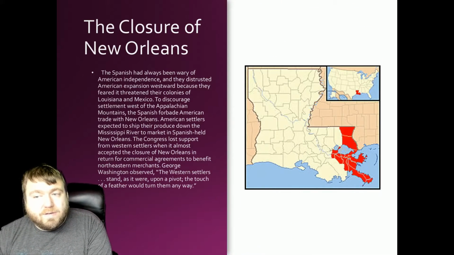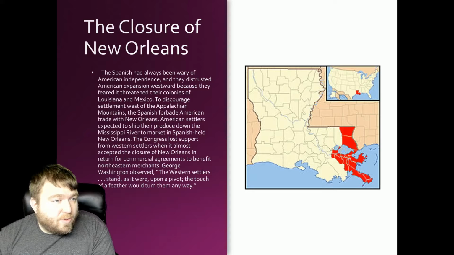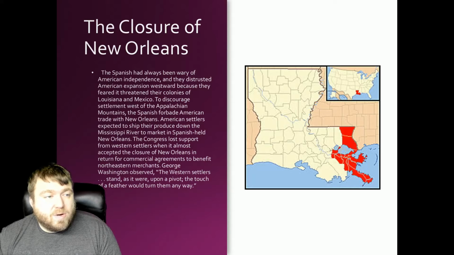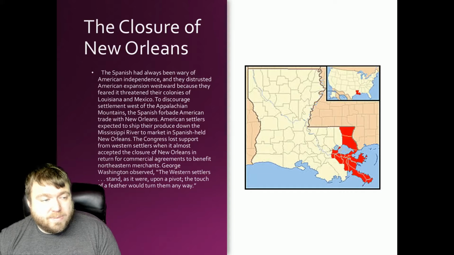The closure of New Orleans. The Spanish had always been wary of American independence, and they distrusted American expansion westward because they feared it threatened their colonies of Louisiana and Mexico. To discourage settlements west of the Appalachian Mountains, the Spanish forbade American trade with New Orleans. American settlers expected to ship their produce down the Mississippi River to market in Spanish-held New Orleans.